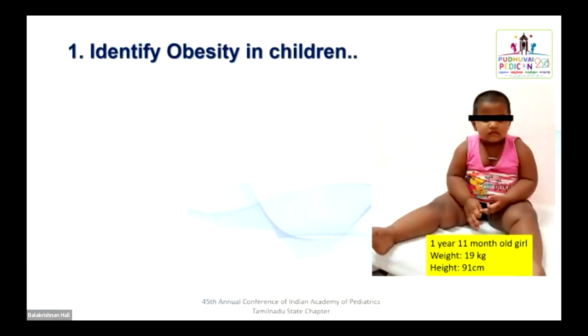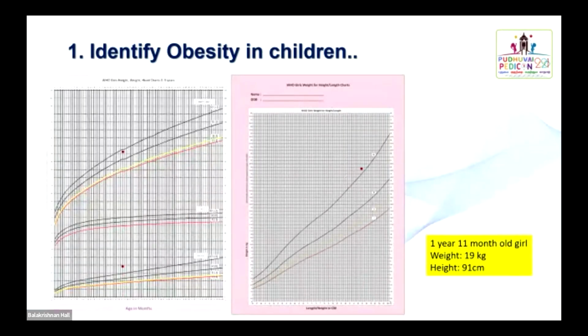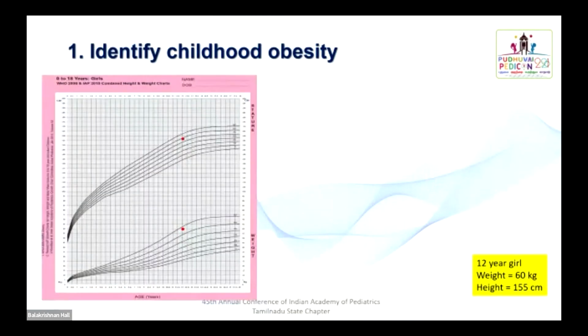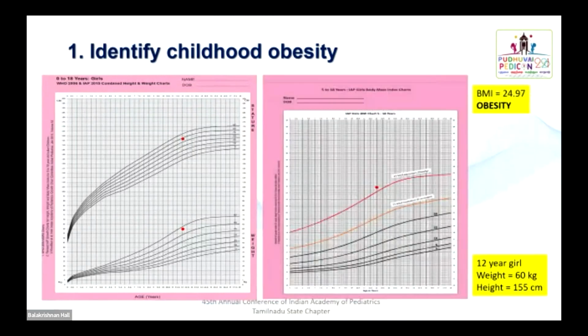This is an almost 2-year-old who has a length of 91 centimeters, which is just below the 97th centile, and weight is above the 97th centile. When we plot the weight for length on the weight for length chart, it is way beyond the 99th centile, confirming that the child is obese. If we take a bigger child, this child has a weight and height just below the 97th centile, which appears to be okay on this chart. But when we plot the BMI on the BMI chart, we realize that this child is obese. So just plotting the height and weight on a chart is not enough. We have to calculate the BMI to decide if this child is overweight or obese.